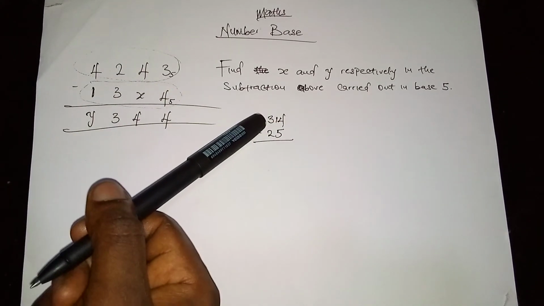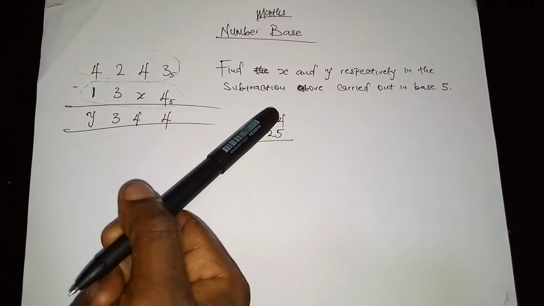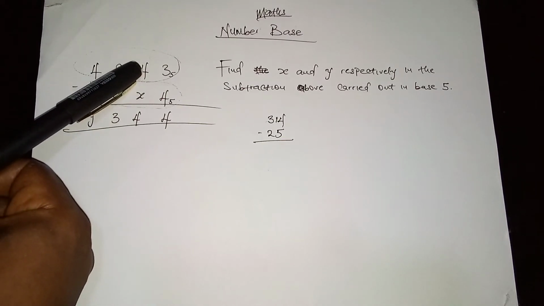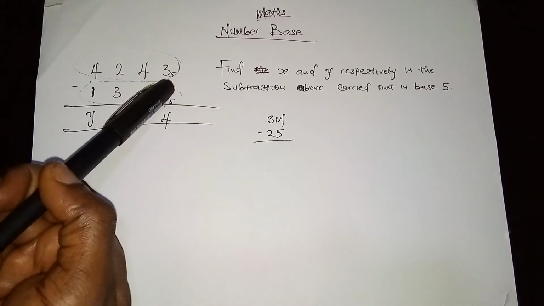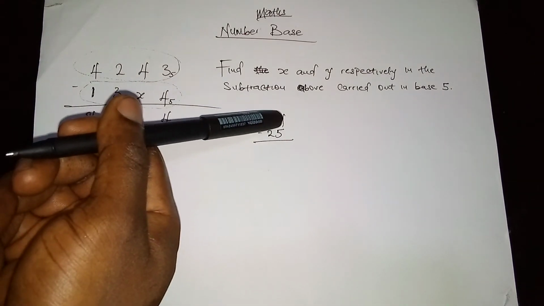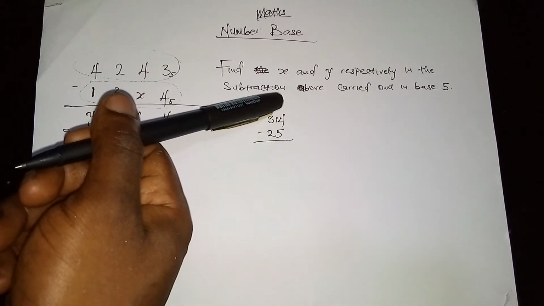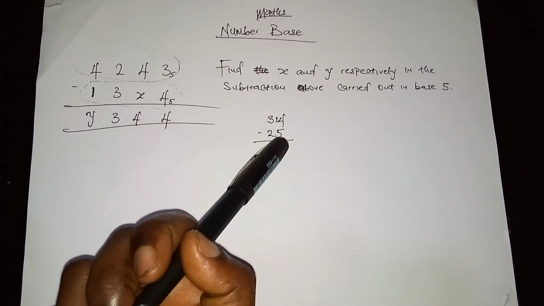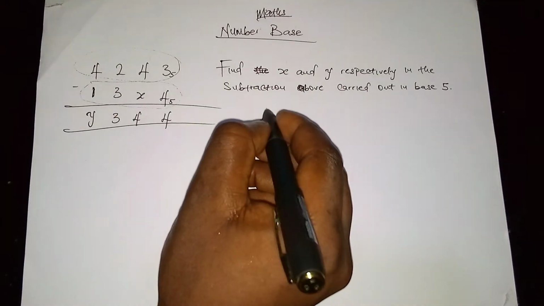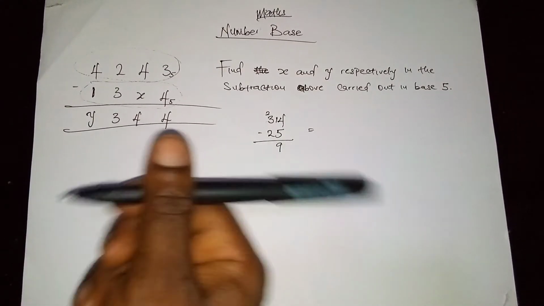But in base 10, each 1 I borrow from the next number to the left will be equal to 10, because this is in base 10. Now in base 5, each 1 I borrow from the next number to the left will be equal to 5. So if we borrow 10 from this, adding it to 4, we'll have 14. That's where the 14 comes from, right? So we can subtract 5 from 14, which will give us 9. And now we have 2 remaining here. 2 minus 2 is what? 0. So 34 minus 25 is equal to 9.